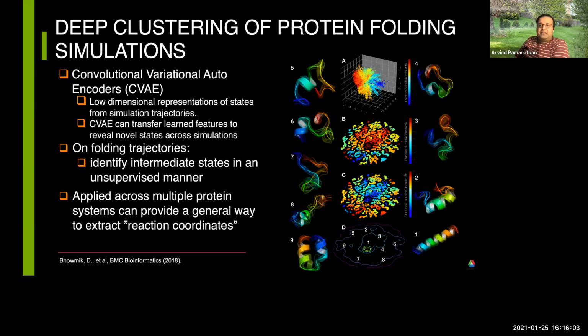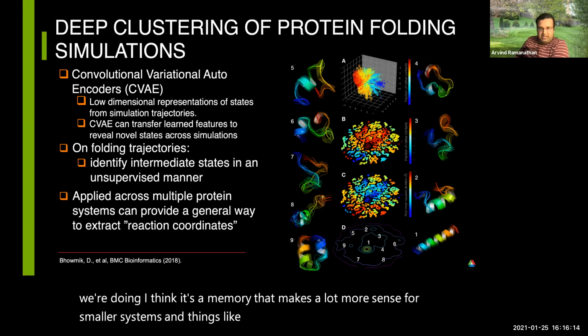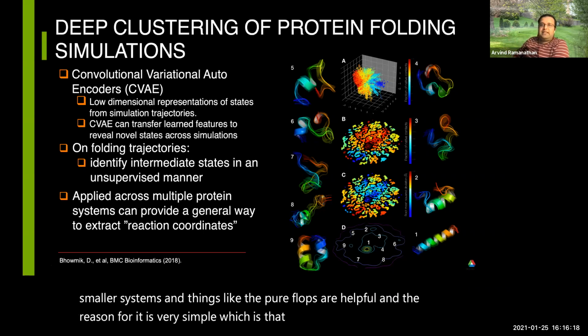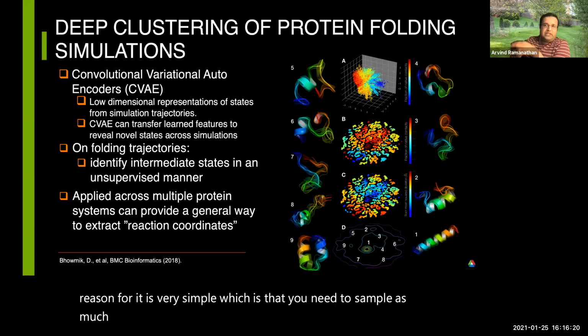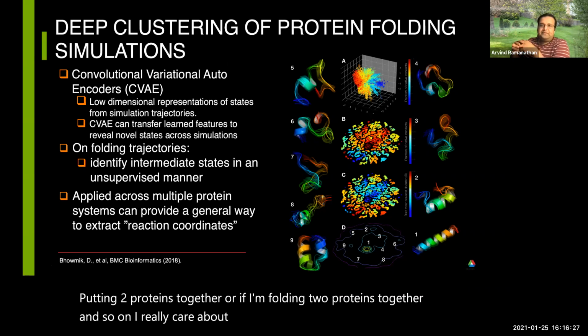In case of large systems like the virion or the virus simulations that we are doing, I think it's the memory that makes a lot more sense. For smaller systems, pure flops are helpful. And the reason is very simple: you need to sample as much as possible if I'm putting 2 proteins together, or folding 2 proteins together and so on. I really care about that. Thank you.